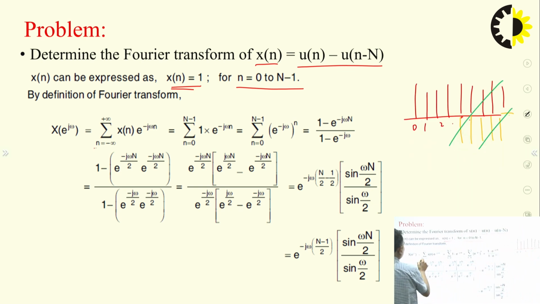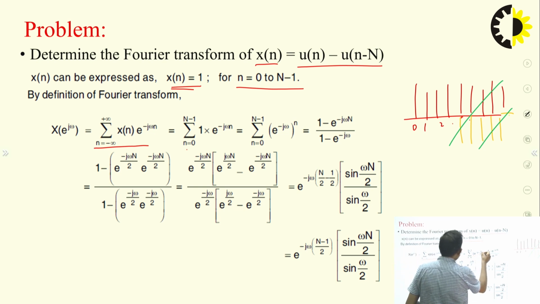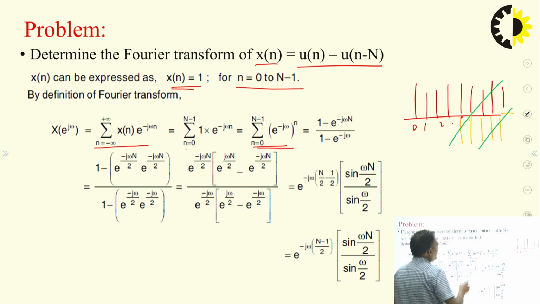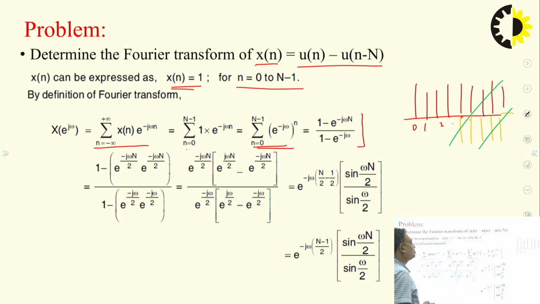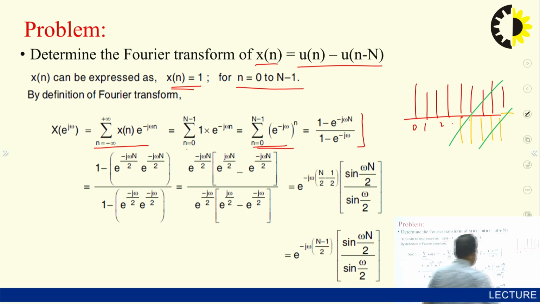So we put the limit from 0 to N minus 1 into e^(-jωn). We can write it as (e^(-jω))^n, and this is the sum of N terms: (1 minus r^N) upon (1 minus r), where r is the common ratio, which is e^(-jω). So we can write it as (1 minus e^(-jωN)) upon (1 minus e^(-jω)). Then we manipulate it, writing e^(-jωN/2) in the numerator, and similarly in the denominator. After solving, we get the result e^(-jω(N minus 1)/2) times sin(ωN/2) upon sin(ω/2).